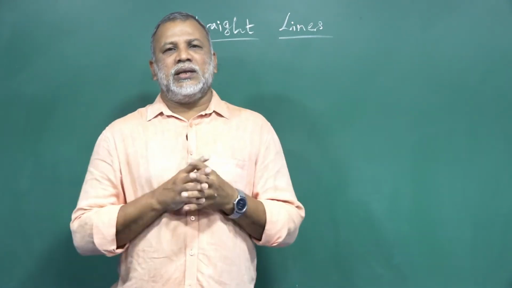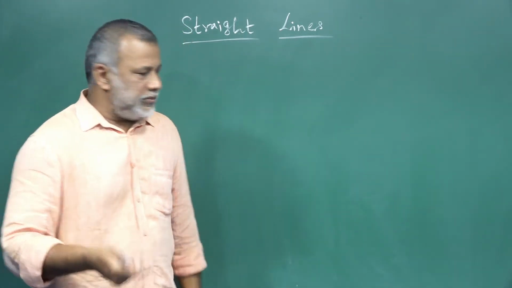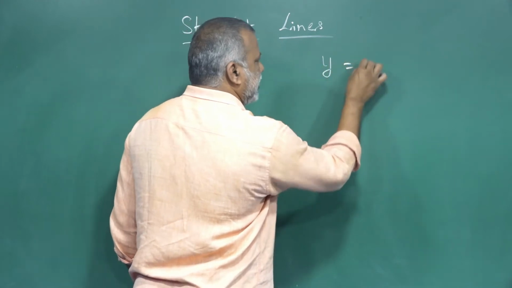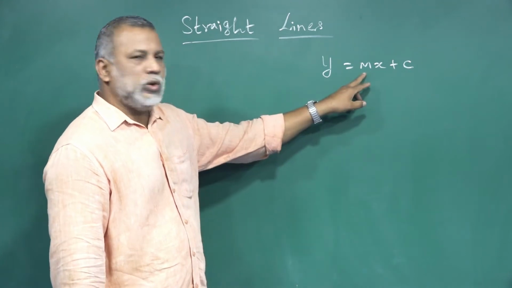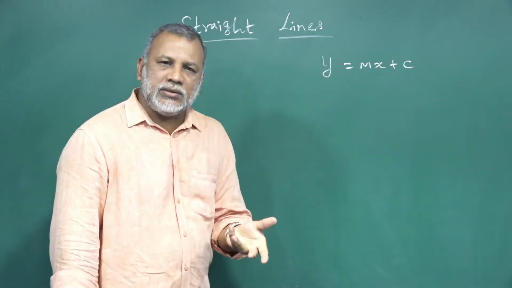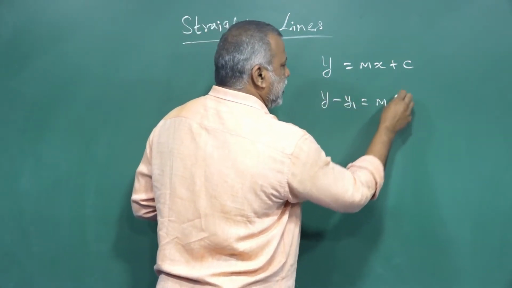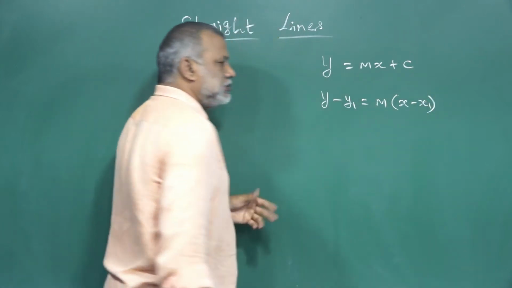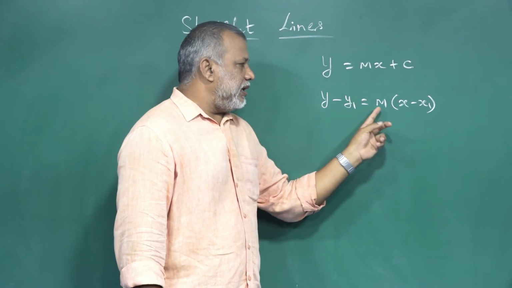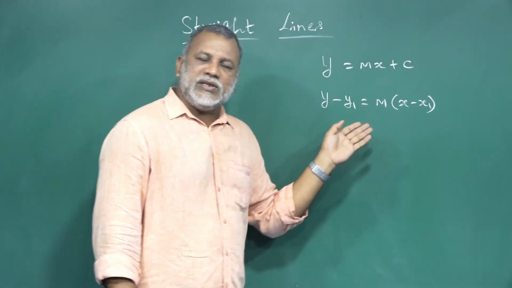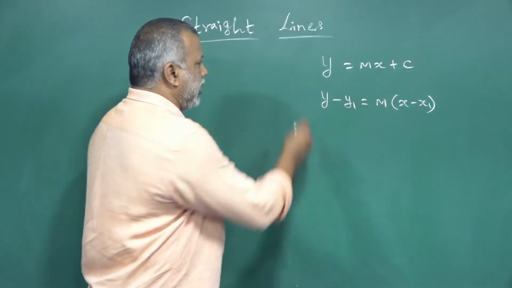Already from your 10th standard, you are well acquainted with the equations of straight lines. For example, you used y equal to mx plus c, the equation of a straight line having slope m and y-intercept c. Then y minus y1 equal to m of x minus x1, which you already discussed in your lower classes. It is the equation of a straight line passing through a point (x1, y1) and having slope m.